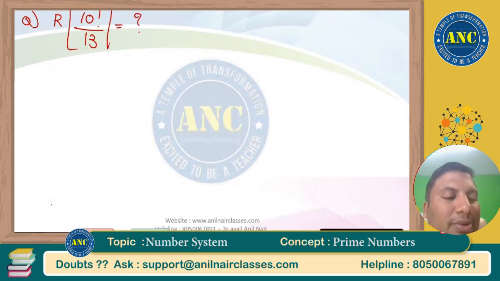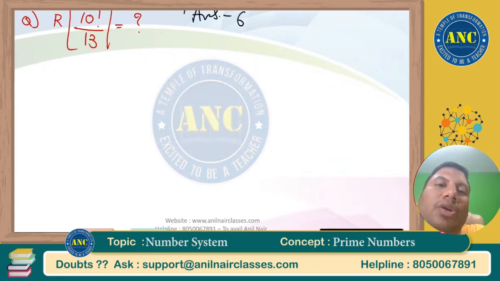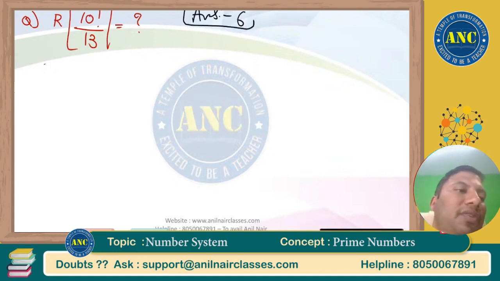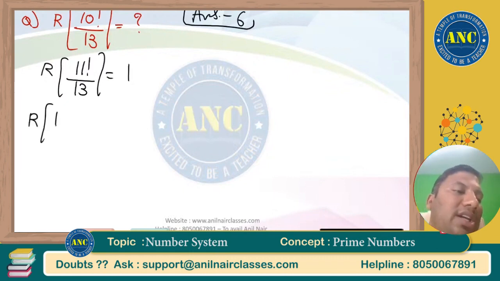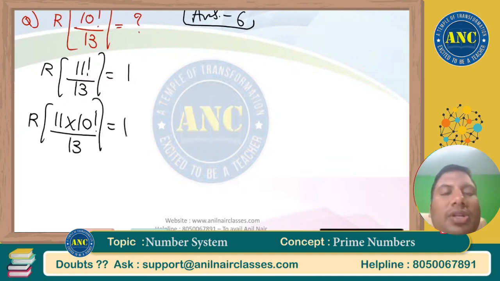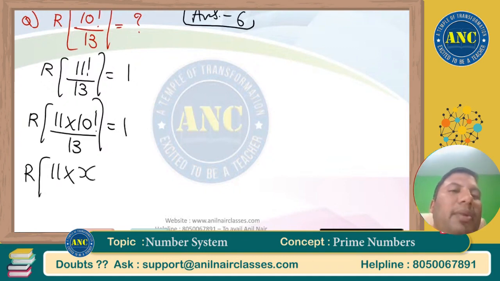If you forgot the concept of P minus 1 by 2, we will keep the answer here as 13 minus 1 by 2, which is 6. Now we will go step by step. 11 factorial by 13, how much did we get as the answer? 1. 11 factorial is 11 into 10 factorial divided by 13, and the answer is 1. 11 divided by 13 gives 11, and 10 factorial divided by 13 gives x. If the numerator is less than the denominator, no matter how many times you divide, the answer will not change.